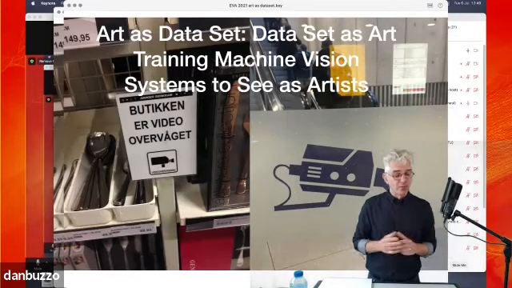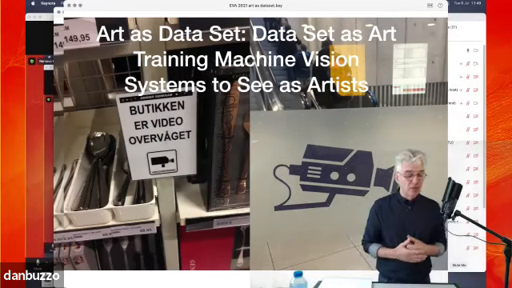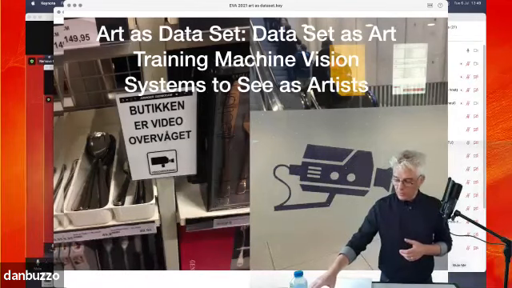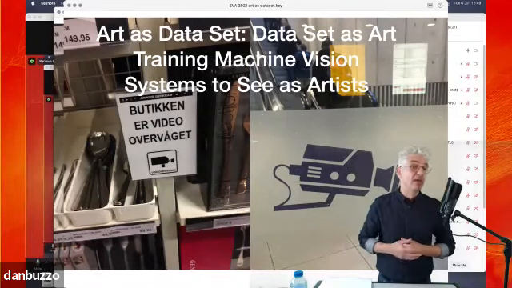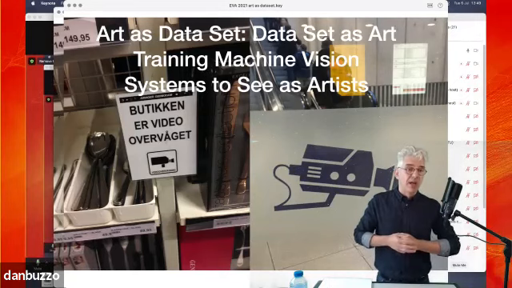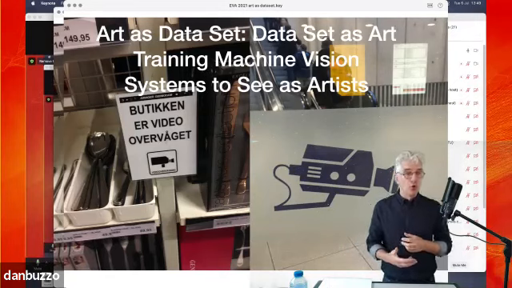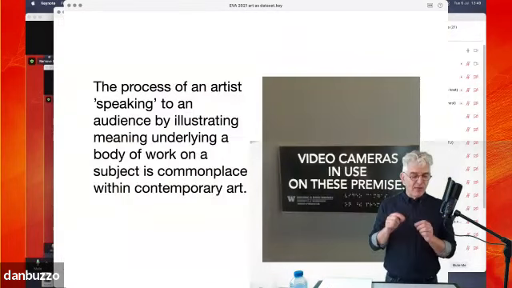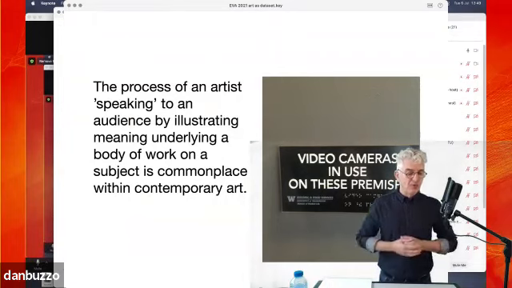What I want to talk about is a project that's been running for a couple of years called Art as Dataset, Dataset as Art, talking about machine vision systems, which links into some fantastic presentations we had yesterday, looking at starting to use artificial intelligence and computer vision and machine vision to recognize objects. And I want to talk about this idea of recognizing objects, specifically in the context of artistic process.